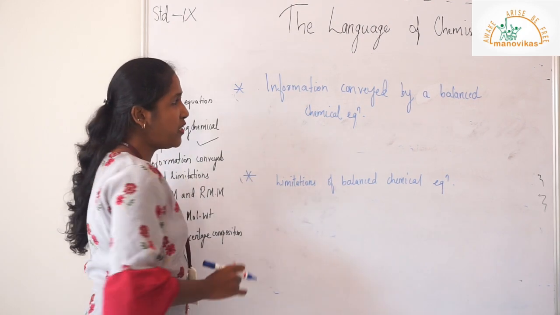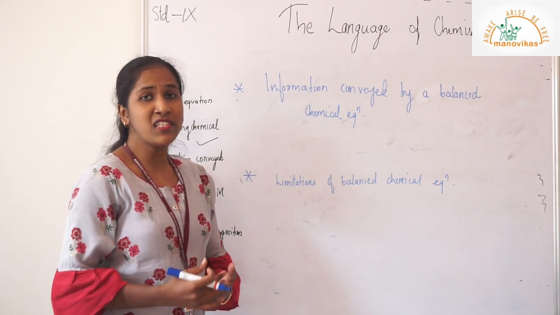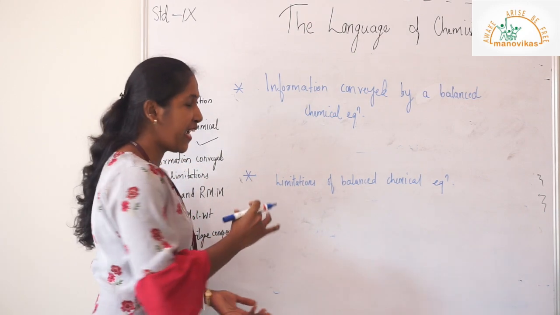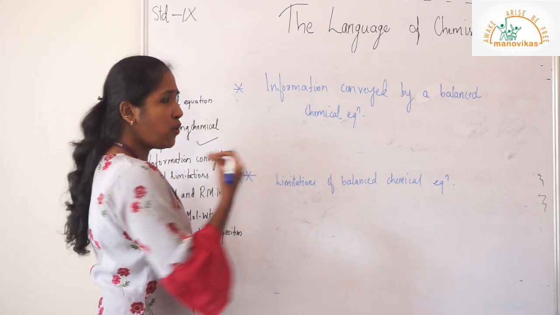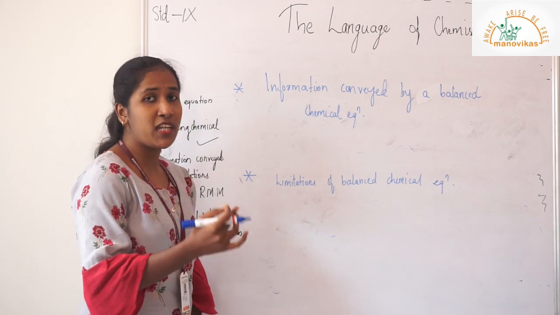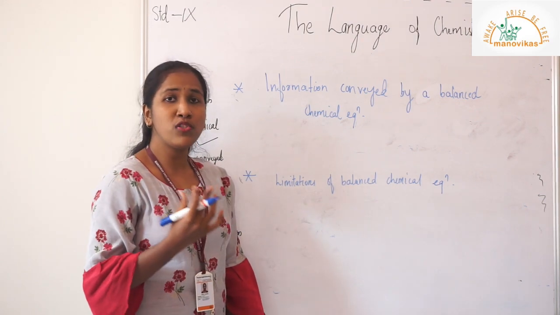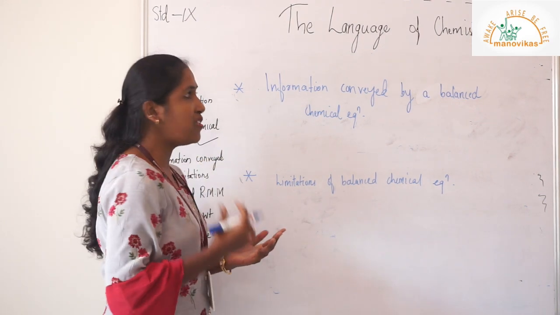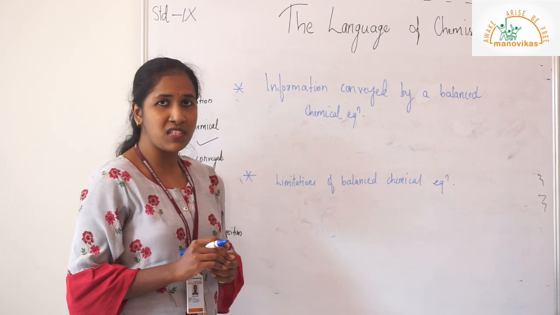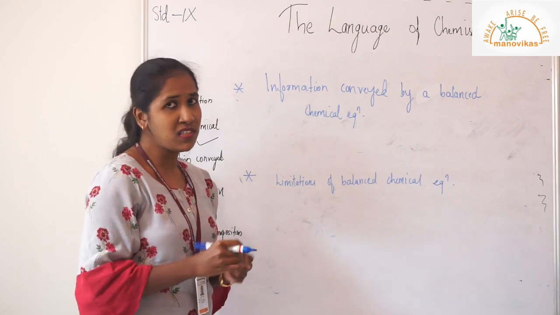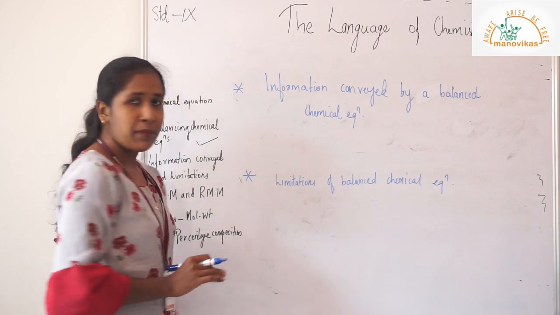Now we will see the information conveyed by a balanced chemical equation. A balanced chemical equation tells us about the number of substances that are reacting and the number of substances being obtained after the reaction. It also tells us about the number of atoms and molecules involved in a chemical reaction. It also tells us about the symbols and the formulas involved. It also tells us about the mass of the substances that are reacting and the mass of the substances being obtained. Now we will see the limitations of a balanced chemical equation.